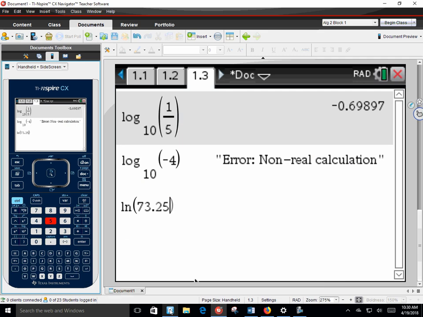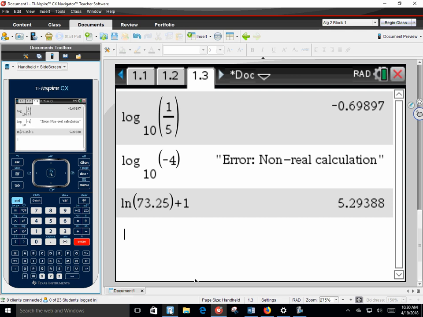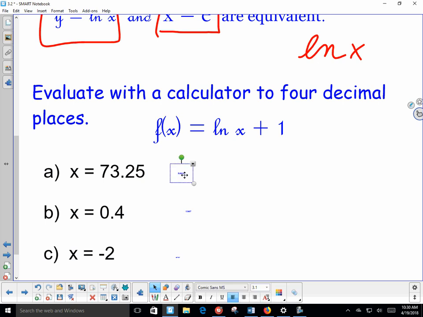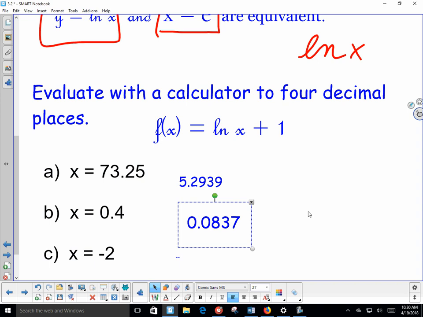Plus 1. So I need to get out of that parentheses and then plus 1 on the outside. I'm getting 5.29-ish. Do you agree with that? Okay. I got 4.307. Your plus 1 has to be outside the parentheses. Okay. And then let's try plugging in 0.4 into this function. So what's ln of 0.4 and then plus 1? 0.084. Does that look okay? 0.0837 or 0.084, something like that?